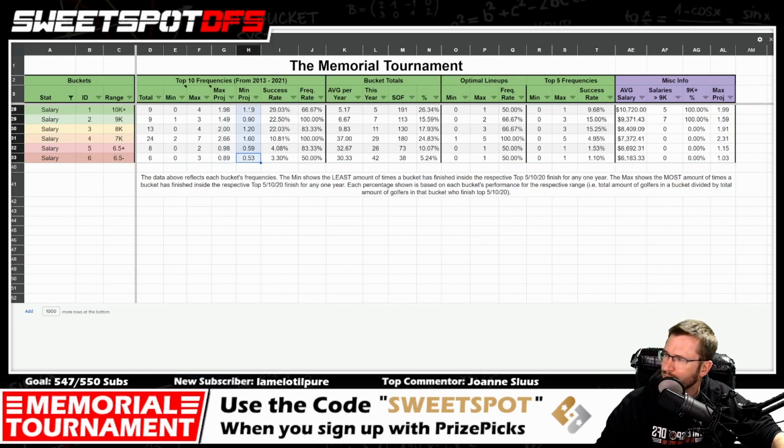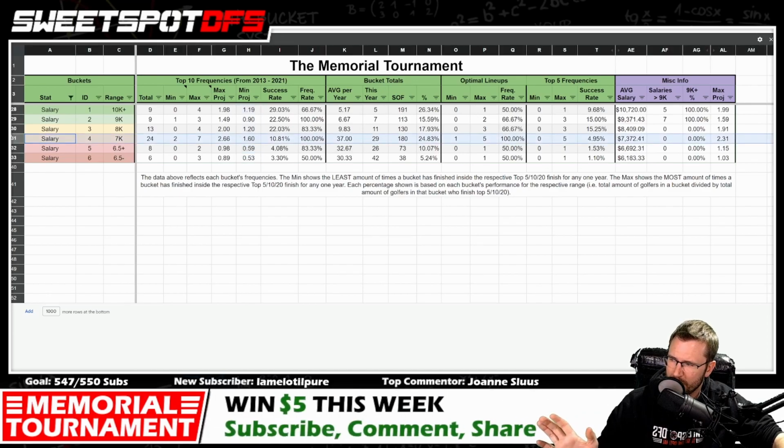I don't know. It's pretty wide open. Like the 7K range is really the only bucket where you want at least one, which we typically see every single year anyways when we're looking at the buckets, or every single week, I should say.